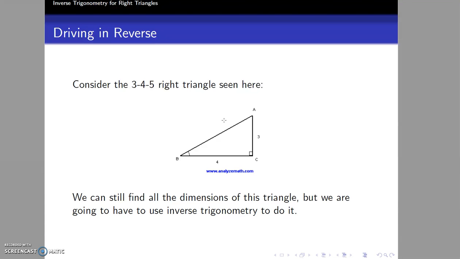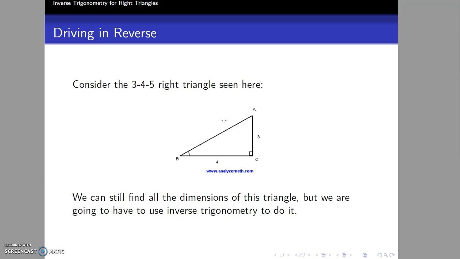But how do I get at the angles? How do I find what angle B is? How do I find what angle A is? I can say, oh yeah, the sine of angle B is 3 over 5, the tangent of angle B is 3 over 4, the cosine of angle B is 4 over 5, but what is angle B? How do I find angle B?